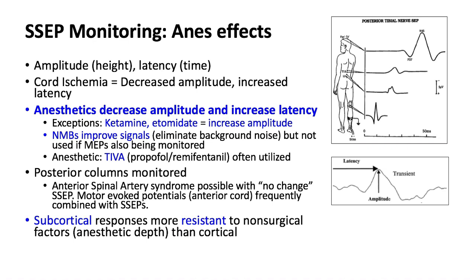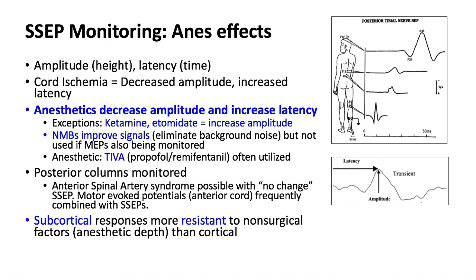Neuromuscular blocking agents, if you're just monitoring SSEPs, are actually helpful because they eliminate background myopotentials and make it easier to see the signal get through without all the background noise. However, if you're using motor evoked potentials, obviously you can't paralyze the patient or you won't get a motor evoked potential. An anesthetic for SSEP monitoring is classically a TIVA anesthetic like propofol and remifentanil, although low-dose volatile anesthetics with neuromuscular blockade can be used for pure SSEP monitoring.